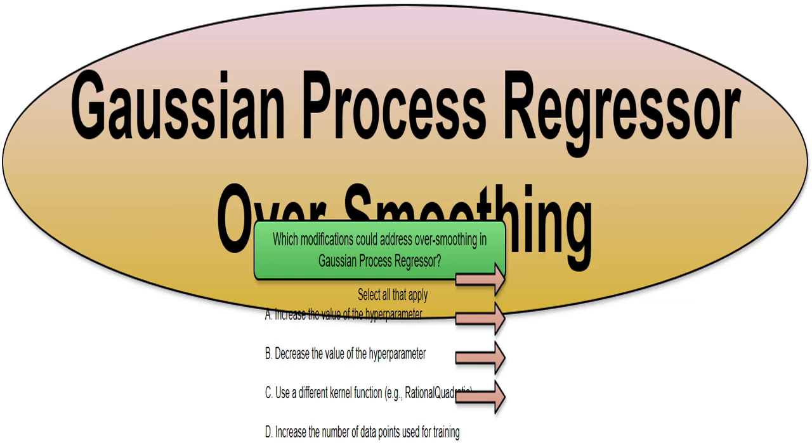Increasing alpha makes the model assume there's more noise in the data, causing it to smooth out the results even more, making the oversmoothing worse. This is like using an even thicker crayon. You lose even more detail.